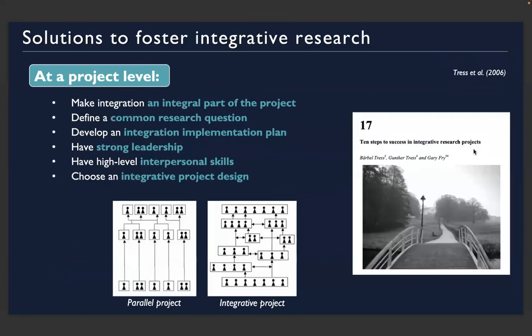And finally, concerning this transdisciplinary research area, the solutions to foster integrative research at the project level, I found a very interesting paper from Tress et al. in 2006, where they describe the 10 steps to success in integrative research projects. The main thing that I think is interesting is that you have to make integration an integral part of a project, because it doesn't appear by magic. You really need to consider it as an integral part of the work.